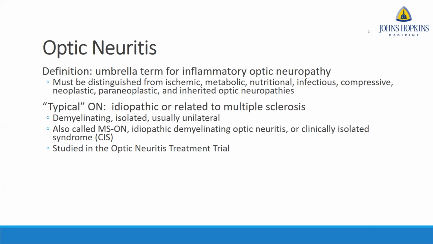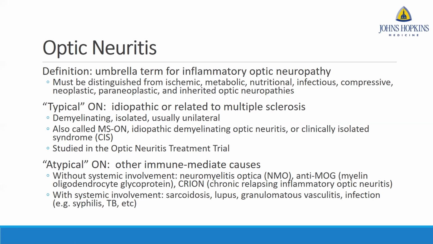This is isolated, usually unilateral presentation. Sometimes we refer to this as MS optic neuritis, idiopathic demyelinating optic neuritis, or clinically isolated syndrome. And this is really what was studied in the optic neuritis treatment trial. And then we also think about atypical optic neuritis, which are other immune-mediated causes. And then we break that down into those without systemic disease, like NMO and anti-MOG, which we've been talking about, and those that have systemic involvement, such as sarcoidosis or infections like TB.